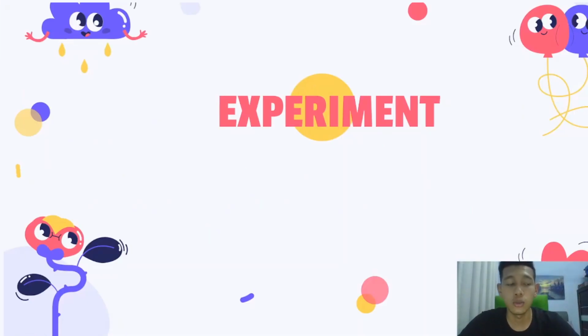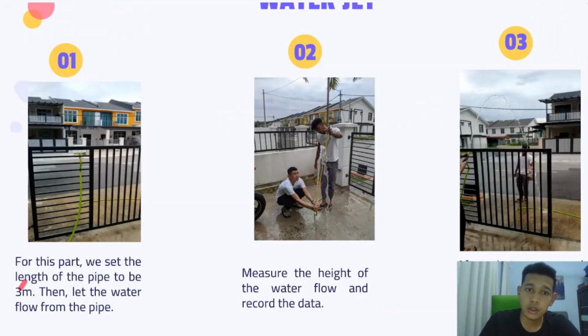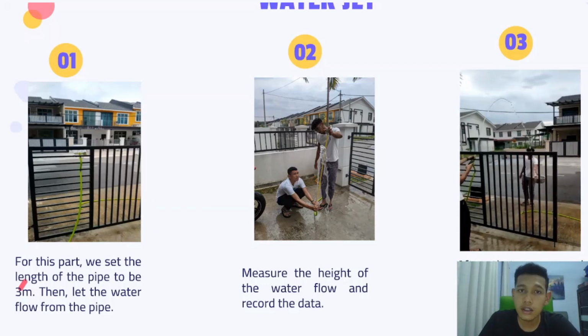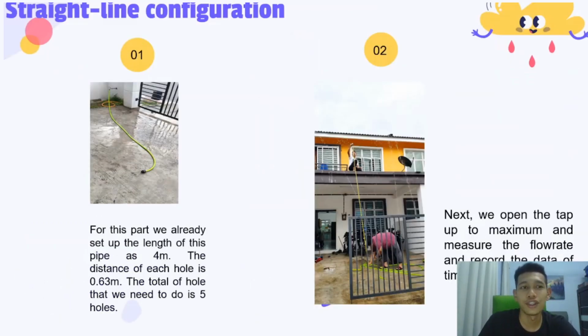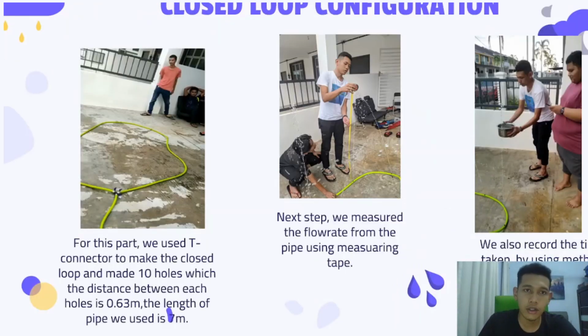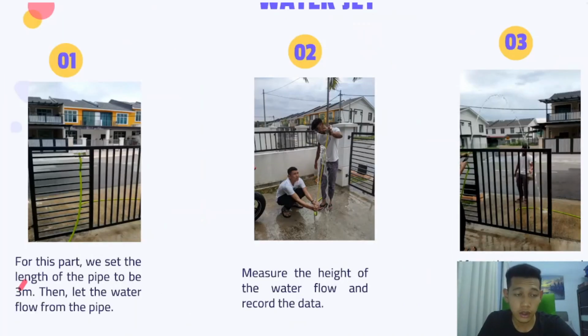Assalamualaikum warahmatullahi wabarakatuh. My name is Bmmh2313-Fluid Mechanics, and I will present about the experiment procedure for my group. So we have three experiments, which is the water jet, the straight line configuration, or we call it as open loop, and then we have the closed loop configuration. So the first experiment, which is water jet, I will read the experiment procedure.